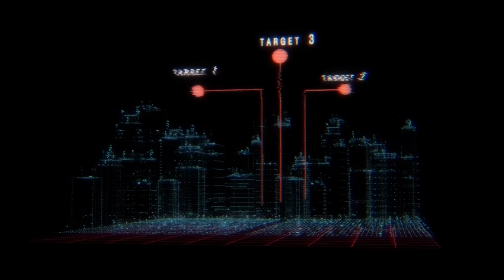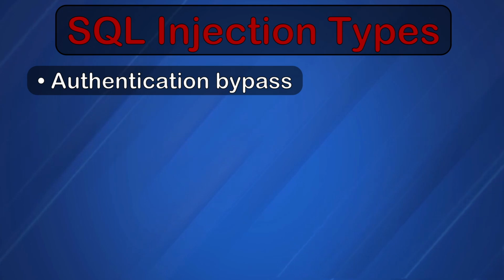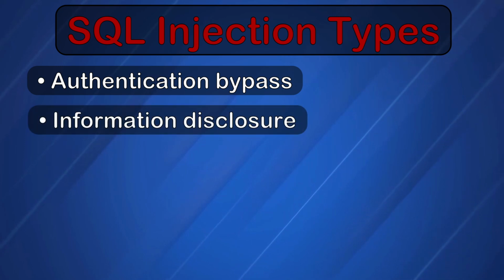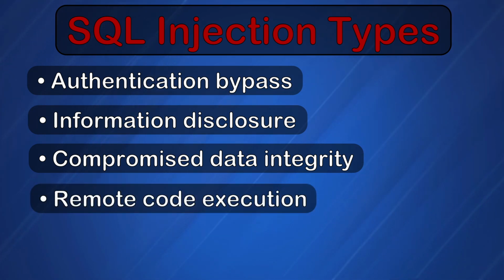SQL injections can be used to implement several types of attacks. When an attacker attempts an authentication bypass, they log into an application with administrative privileges without having to give a valid username or password. An information disclosure attack provides an attacker with sensitive information from the database. An attacker can use a compromised data integrity attack to deface a web page or alter a database's contents. Attackers can use a SQL injection attack to compromise data's availability. In other words, they can use it to delete information stored in the database. Attackers can also use this type of attack to remotely execute code and compromise the host operating system.